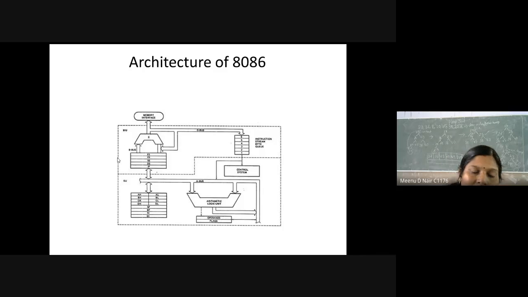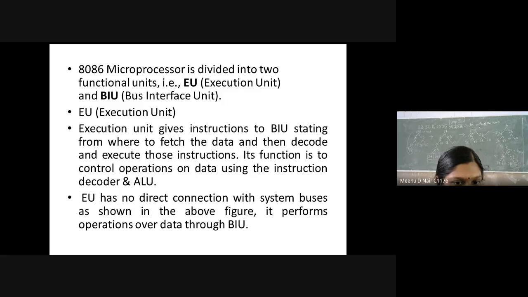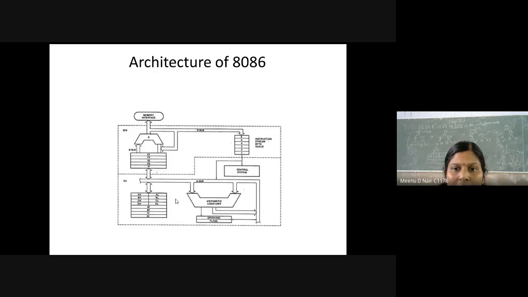Those data are either from memory or from input output devices, and it also has to execute the operation on the data. That is what the execution unit is doing, and it doesn't have any direct connection with the system buses, as shown in the above figure. It performs operations over data through the BIU.